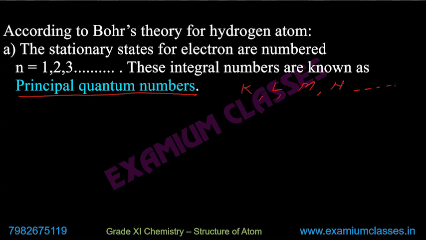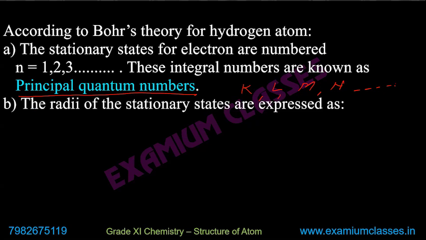Principal quantum number. These are the shells or the orbits in which the electrons revolve. The word shell we will be using in quantum mechanics. Yes, K, L, M, N shells. Yes, the same thing we will be referring to as shells there.